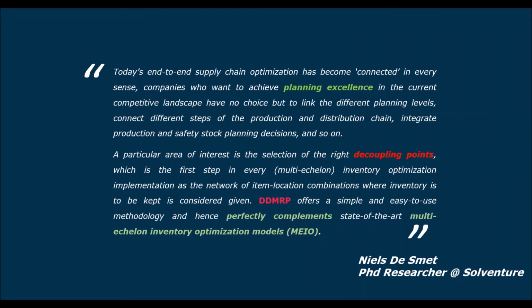So today's end-to-end supply chain optimization has become very connected. In fact, the VUCA statement that we had in the beginning, ambiguity, variability, is much higher. So you want to make sure that all those different levels are connected. And if you want to achieve planning excellence, a particular area of interest is definitely those decoupling points. So we've seen that from our side that we will definitely want to put efforts into connecting that to the multi-echelon inventory optimization. And that complementarity is for us definitely a building block for the future.